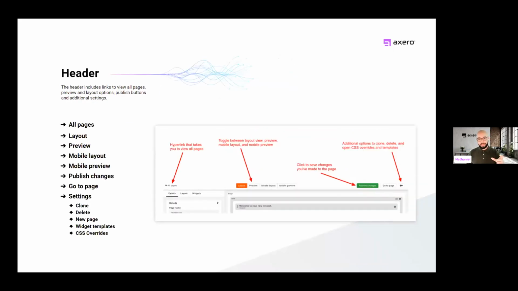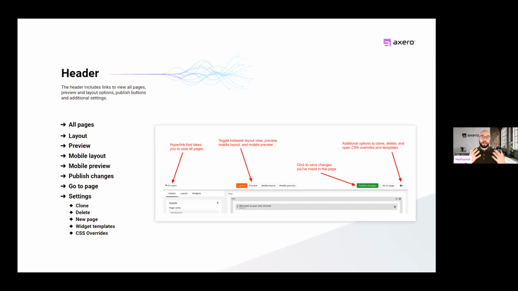And then the last tool that's part of this interface is going to be your header. Your header is going to contain more of your administration type tools. It's going to have a link to take you back to all the page builder pages you're working with. You'll be able to navigate between the layout view of your page, where you're dragging and dropping all of your widgets, and the preview. So before you decide to publish it and save your changes, you can actually see your work by switching back and forth between the layout and the preview. There's also a mobile layout and a mobile preview.